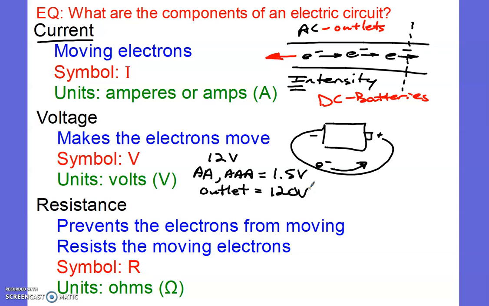So we have these first two components, the current and the voltage. The current is how fast the electrons are moving, and the voltage is what makes the electrons move. We refer to the resistance as what is preventing the electrons from moving. You might ask yourself the question, well, if we're trying to get the electrons moving, why do we have a resistance at all? Well, the resistance is from the device itself, like let's say the light bulb.